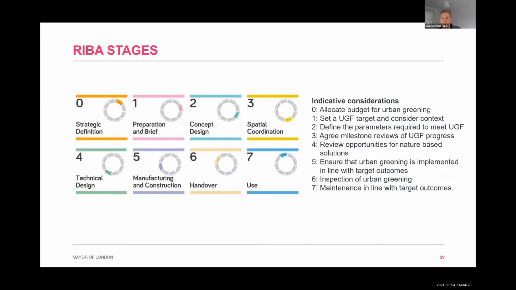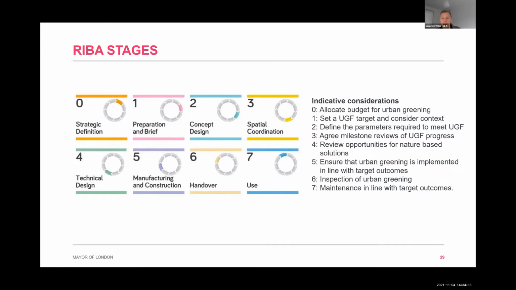Concept design, that would be defining the parameters required to meet that UGF and making sure that space is protected. Spatial coordination, that may well be agreeing milestone reviews of the urban greening factor progress. So whenever there are different design gates met, the UGF should be reviewed to make sure that we remain on track. Technical design, stage 4, that'll be reviewing opportunities for nature-based solutions. Where can we do things differently in the scheme? Where can we embed greening over a typical grey solution?